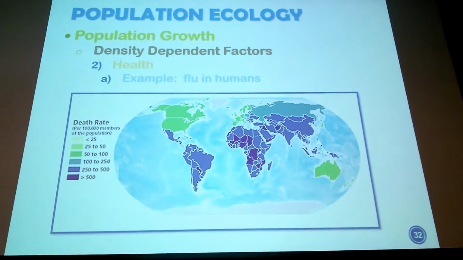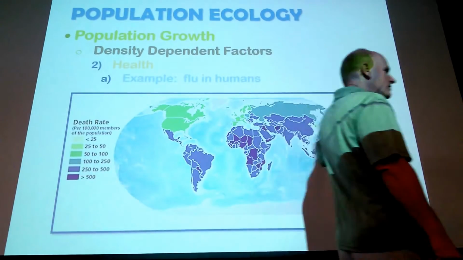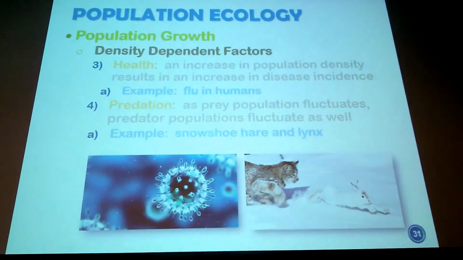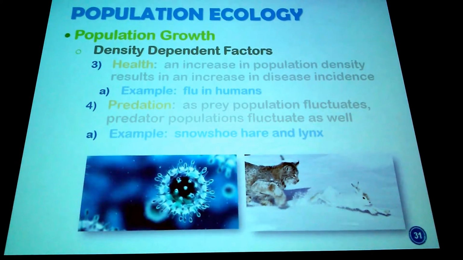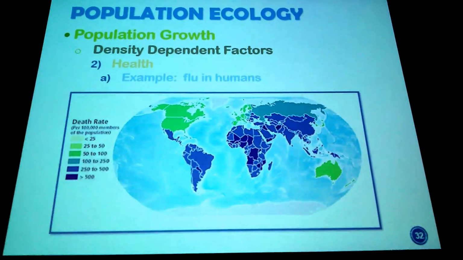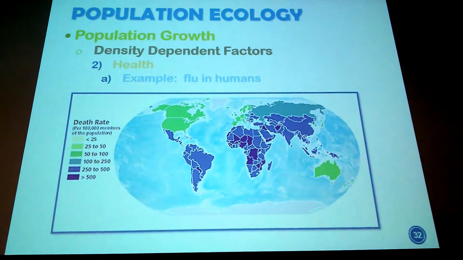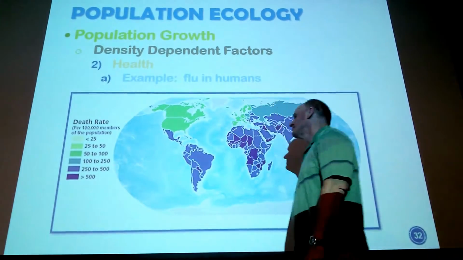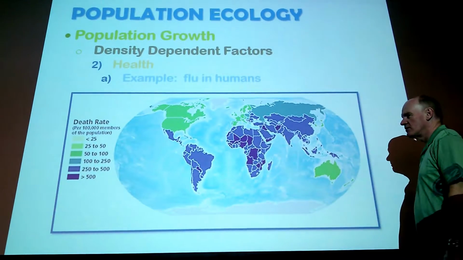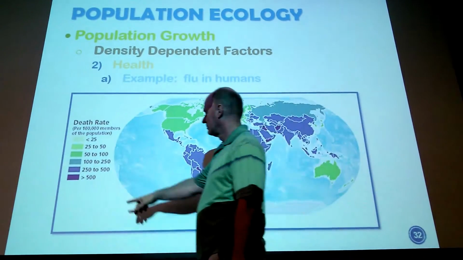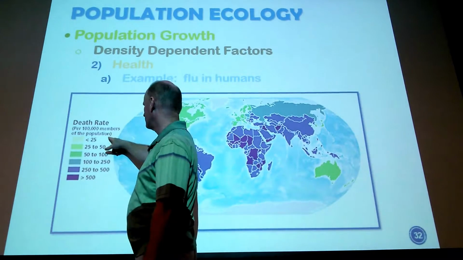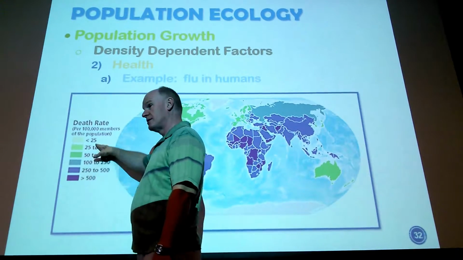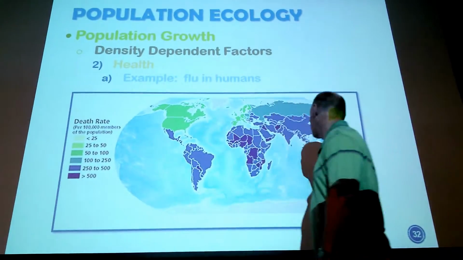Okay. Health. Flu in humans. Do I need to go back a second? No. Everybody okay? This is a projection of a flu outbreak, say something like the swine flu. Now, you look at some of the areas in the world where you have 100,000 members of the population, the darker it gets, the more problems you're going to have.